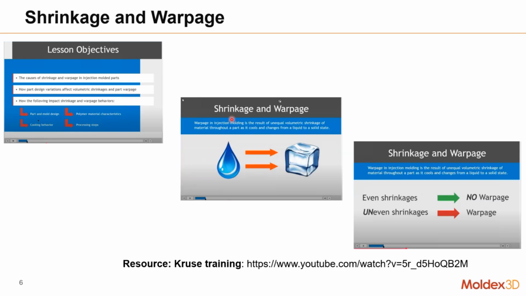Basically, if the part is a plaque, it will shrink evenly and there's no warp. However, if we see non-uniform shrinkage, then it's going to cause warpage.